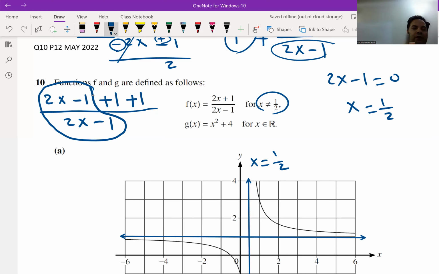2x minus 1 over 2x minus 1 is 1, plus 2 divided by 2x minus 1. Now you can rewrite this function in the form of 1 plus 2 over 2x minus 1 to get the vertical and the horizontal asymptote lines. From the equation 2x minus 1 equals 0, you can find the vertical asymptote line, which is x equals half, and this one is the horizontal asymptote line. Forget about this part. Let's start now to solve part A.